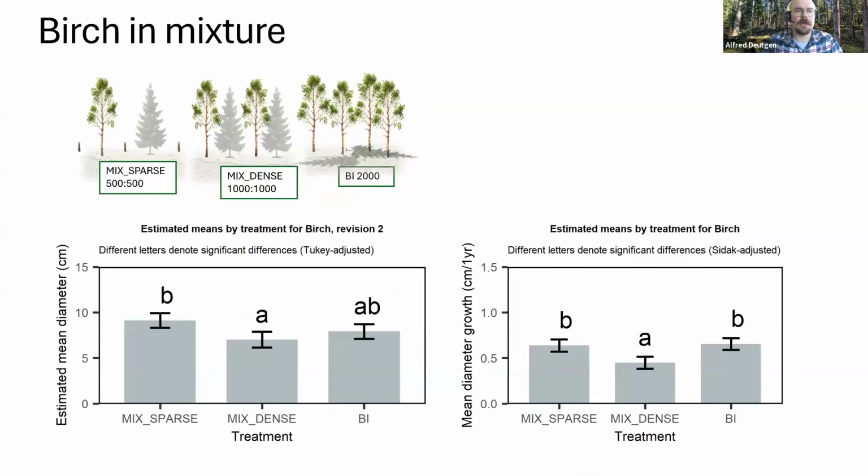And if you look at the birch in the mixture, we see that the mixed sparse birch is larger than the mixed dense birch, and that the mixed sparse birch grows as well as the birch monoculture. So it doesn't have the same growth relationship as the spruce. The spruce got significantly higher in the sparse while the birch didn't.